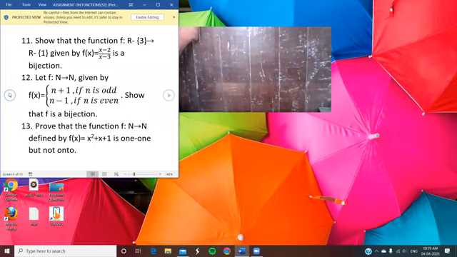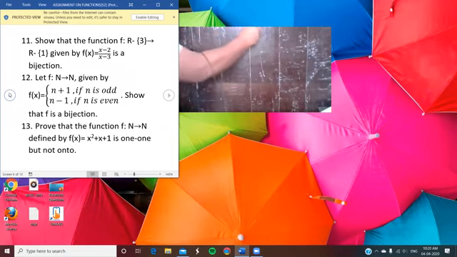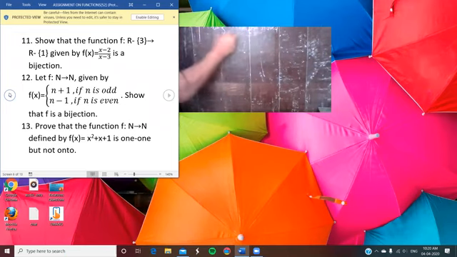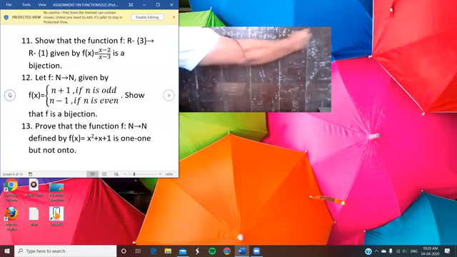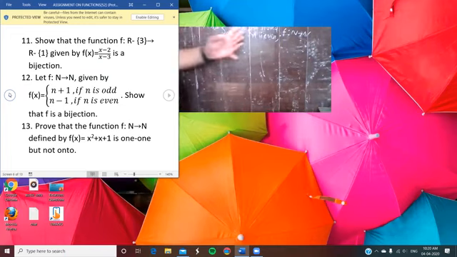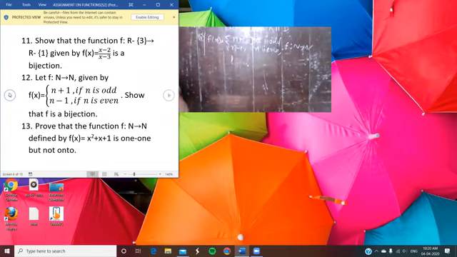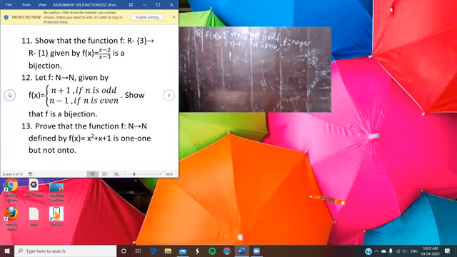So, the question: f(n) is equal to n plus 1 if n is odd, and n minus 1 if n is even. The function is defined from natural numbers to natural numbers, and the function is given as n plus 1 when n is odd and n minus 1 when n is even. And you have to prove that f is a bijective function.